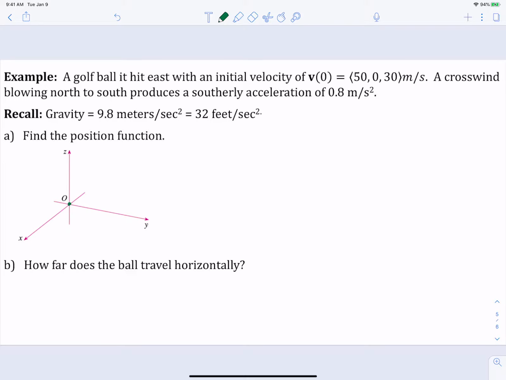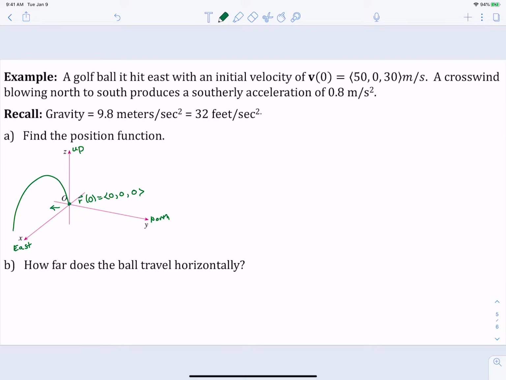So if we're starting here again at 0, 0, our initial position, we're hitting it off the ground, and we're hitting it east, and this will be north, and this will be east, and this will be up. It's going to go something like that because it's getting pushed a little bit off of east from that wind. It's producing that southerly wind, so it's going to push it towards the south.